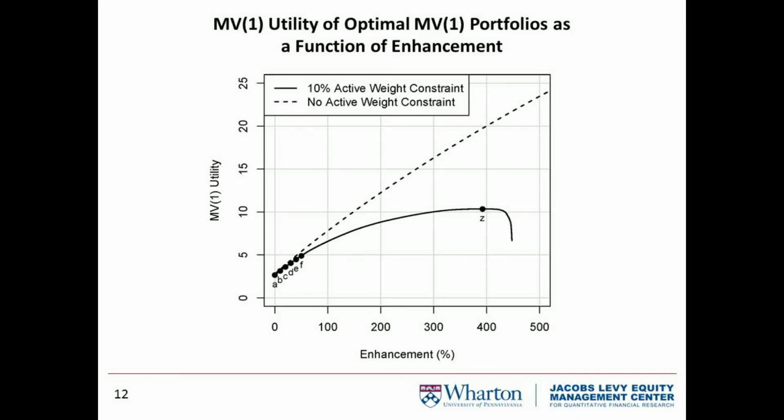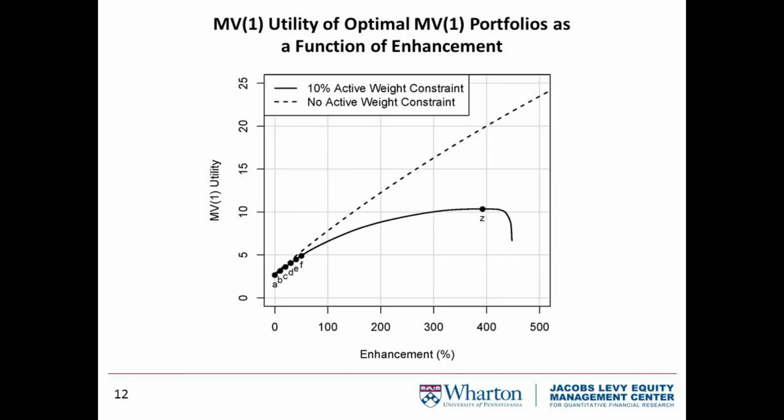Now, if you look at the dashed line, the dashed line removes that 10% active security weight constraint. In other words, you can put as much money as you want into any security, and you can see that that line rises almost linearly. It appears to be linear. In fact, it's not quite linear. It's gradually slowing down, and it's going to peak somewhere out on Broadway, way, way out there, at about 91 times leverage.